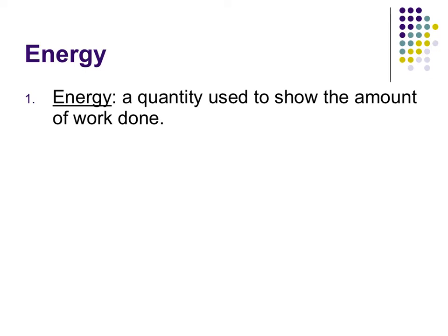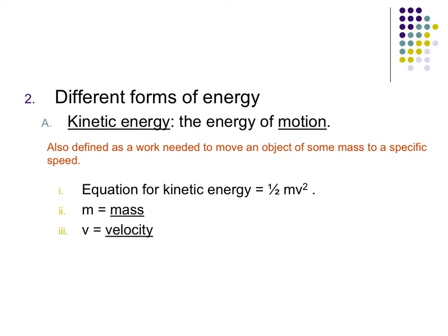And we can have many different forms of energy, and we're going to be focusing later on thermal energy and chemical energy. But for now, we're going to talk about some general definitions just to give you guys a starting point. Now, there are different forms of energy. We have kinetic energy, which is the energy of motion, and then potential energy, which is stored energy.